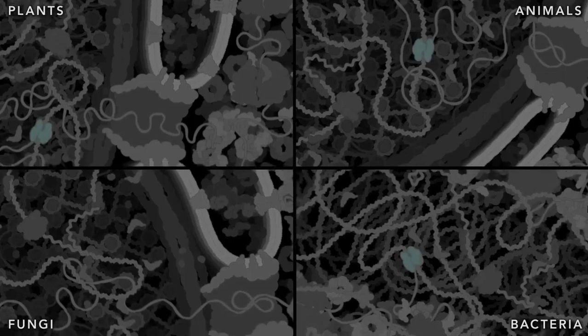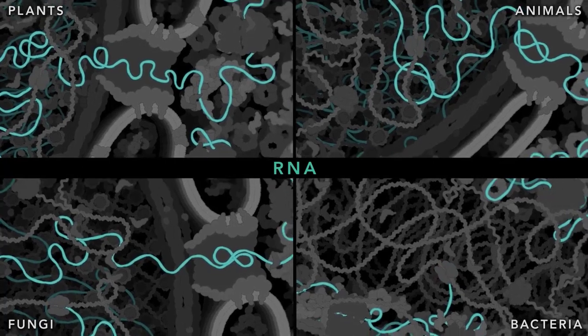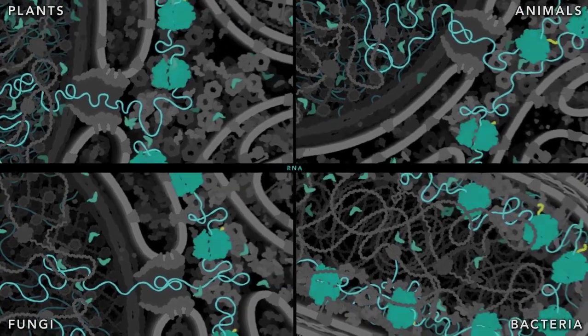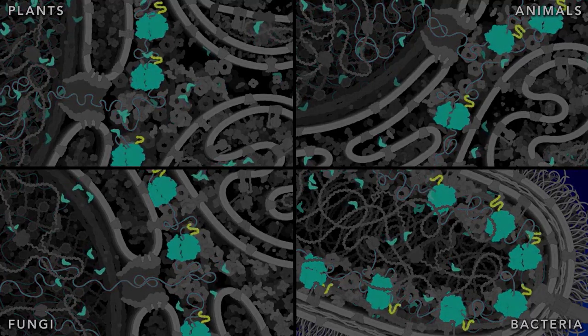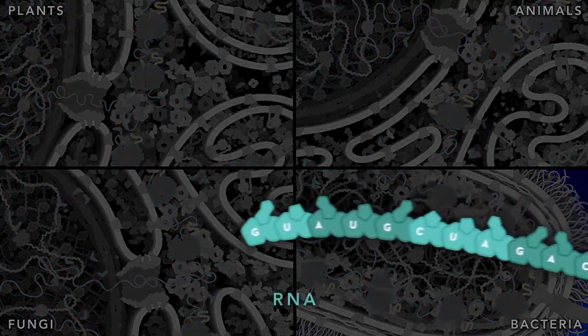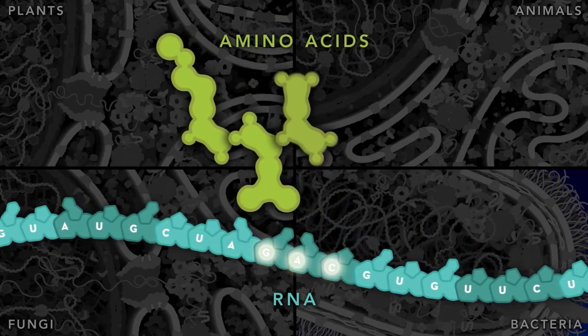To express the information in DNA, they use similar machinery to make a copy out of RNA and read or translate the information there to build proteins. Remarkably, as they build proteins, they use the same three-letter code to specify the order of amino acids.